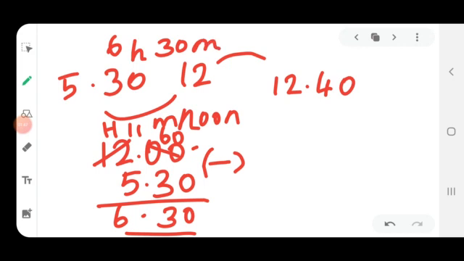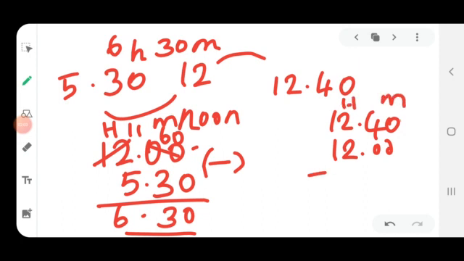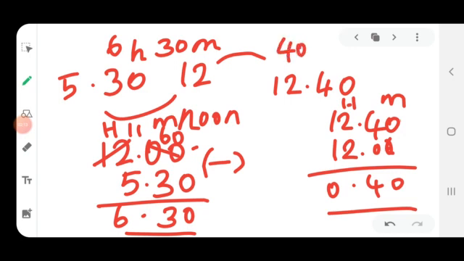Next, 12 noon to 12:40 we have to calculate. So 12:40 minus 12. Now this is hours, this is minutes. 40 minus 0, 40. 12 minus 12, 0. So from 12 to 12:40 we have 40 minutes alone.